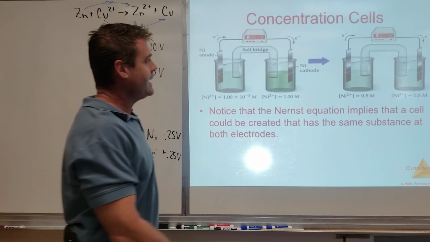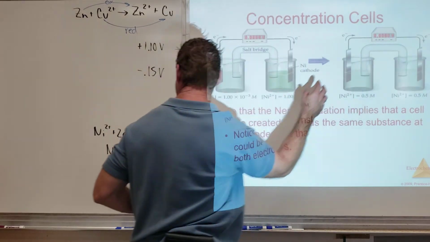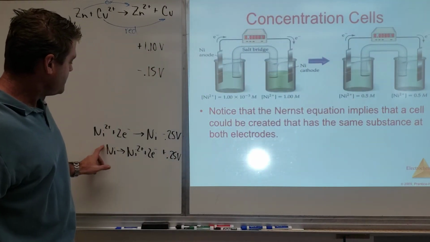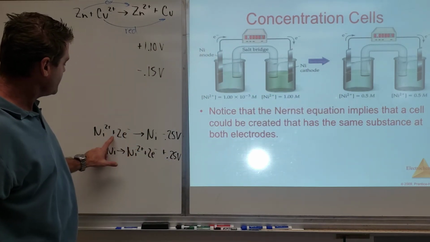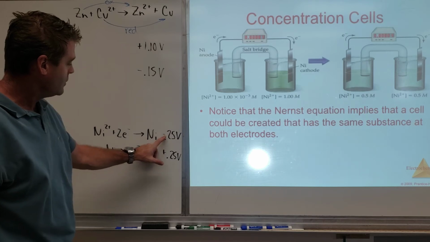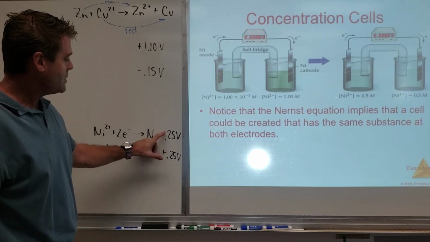But then on the other end, what's happening is pure nickel is being oxidized to the nickel 2+ ions. So here we're showing the reduction of nickel, here we're showing the oxidation of nickel. And you guys, right, when you just change the signs.